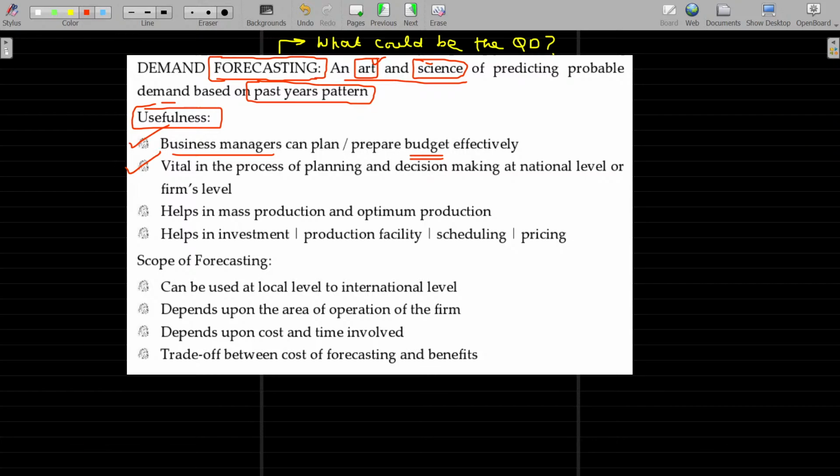And it is vital for decision making also, at the national level and at the firm level. National level: for example, just now we have faced the extreme situation, COVID. The Indian government planned at the national level how much vaccination should be produced. Based on the population, they estimate. This leads to mass production and optimum production.